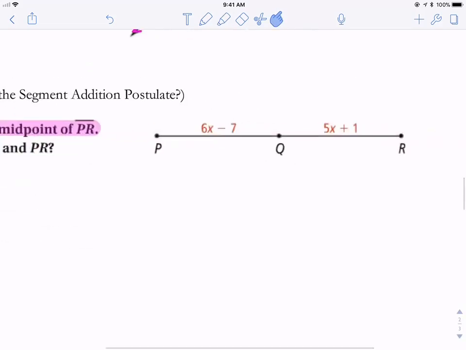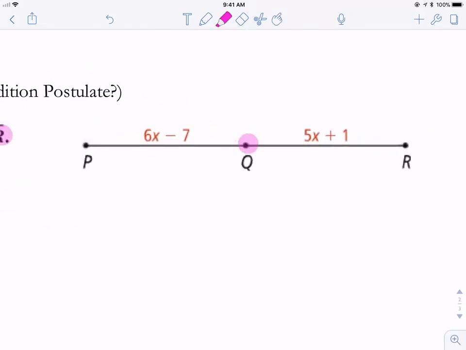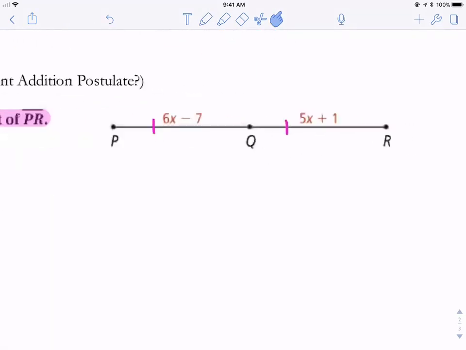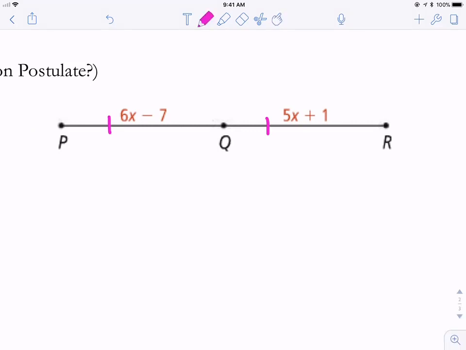Now, again, we wouldn't want to assume that. It kind of looks like it is, but unless it tells you either on the diagram or in words, you should not assume that a point is a midpoint of a segment. Okay, now, what about using the segment addition postulate? If you try to do 6x minus 7 plus 5x plus 1, what are you going to make that equal to? Well, some people tell me, okay, so let's make this 11x minus 6.